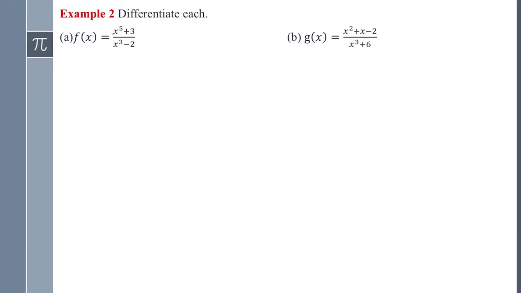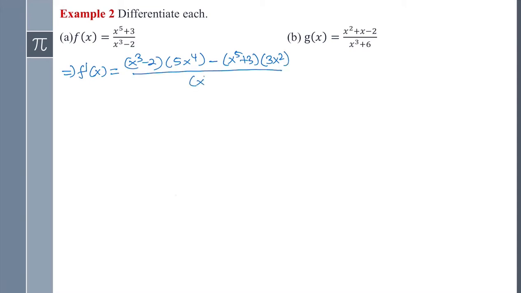So here this is the numerator and this is the denominator. So the derivative of this function is given by, f prime of x equals, denominator, which is x cubed minus 2, times the derivative of numerator, which is 5x to the fourth, minus numerator, which is x to the fifth plus 3, times derivative of the denominator, which is 3x squared. Everything divided by x cubed minus 2, the quantity squared.